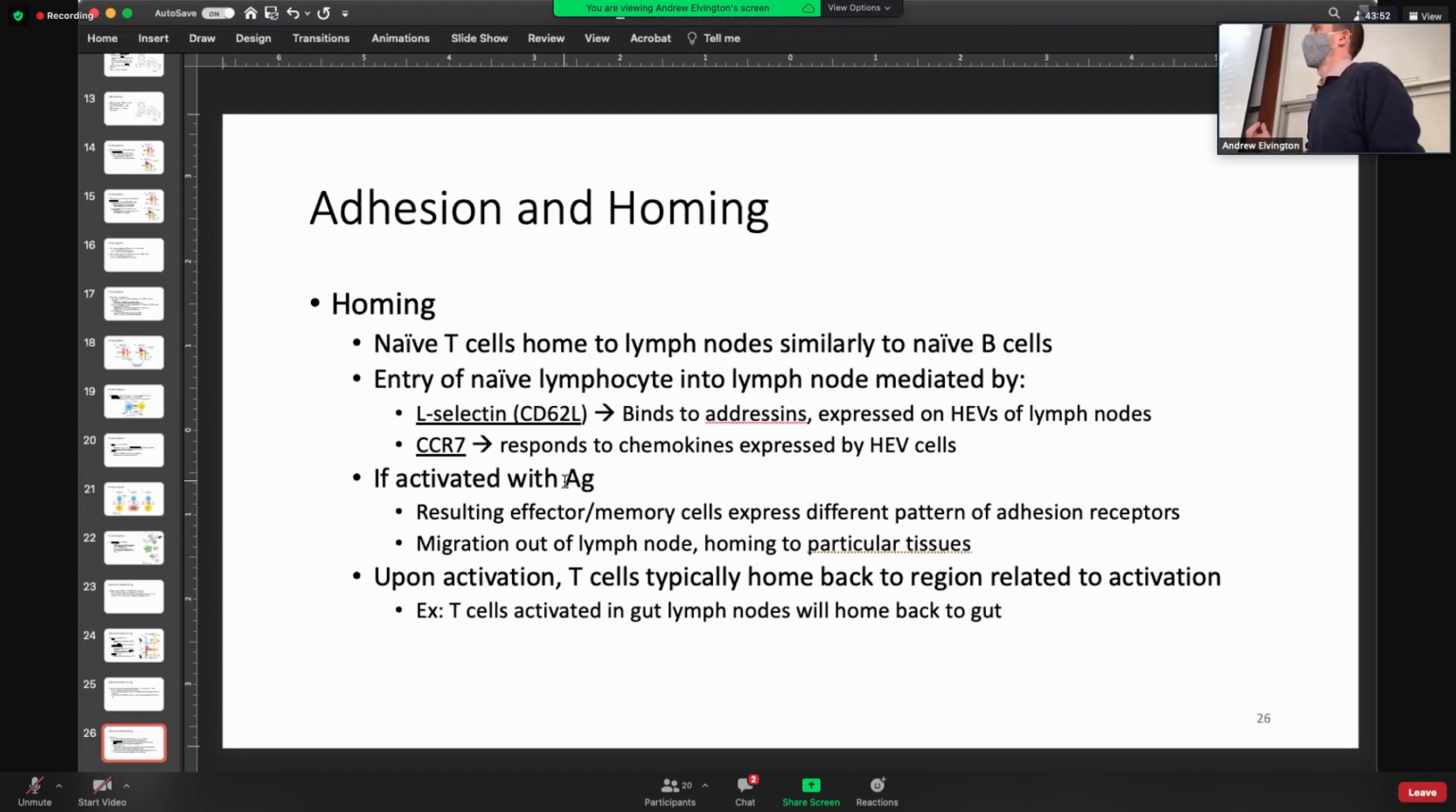If it gets activated, it will change what types of homing molecules it's expressing so that it stays put. It gets activated, and then it leaves to go back to the tissue that activated it. So if my body is responding to a skin antigen, my T cells will eventually leave the lymph node as activated cells and go back to that skin place. Why would they go back there? Because that's where the problem was, right? They get activated in the lymph node, they migrate out so they can go back now as super active, strong pummelers. And I have the example of gut.